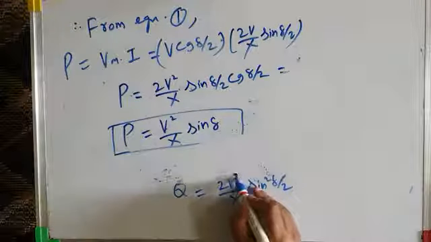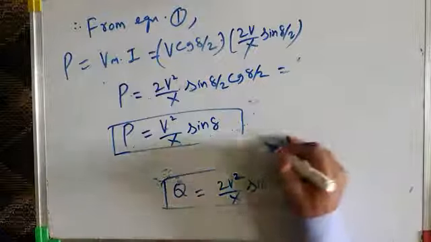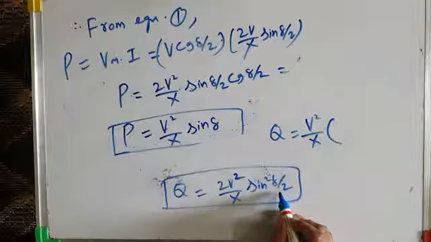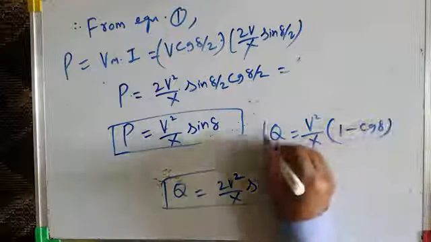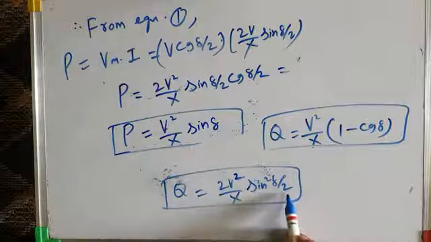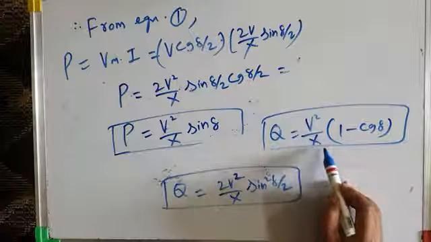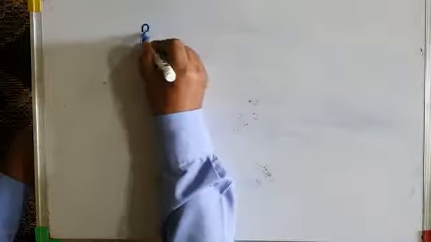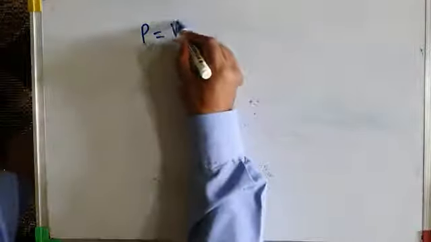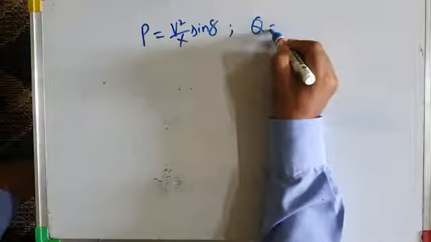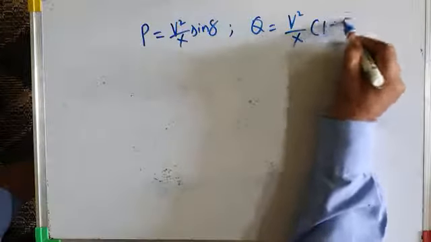So therefore Q is 2V square by X sine square delta by 2, or we can also write Q equal to V square by X times 2 sine square delta by 2, which is equal to 1 minus cos delta. So therefore you can either represent Q by this equation 2V square by X sine square delta by 2, or in terms of cosine, V square by X times 1 minus cos delta. Let us try to plot these equations. So I have active power transferred over the transmission line given by V square by X sine delta, and I have reactive power flowing over the line given by V square by X into 1 minus cos delta.